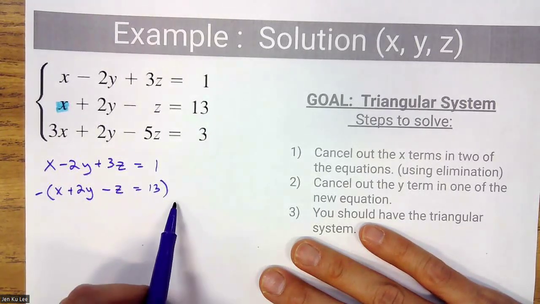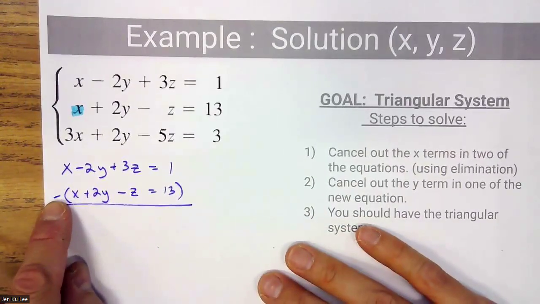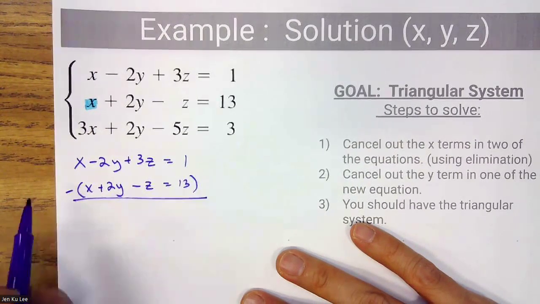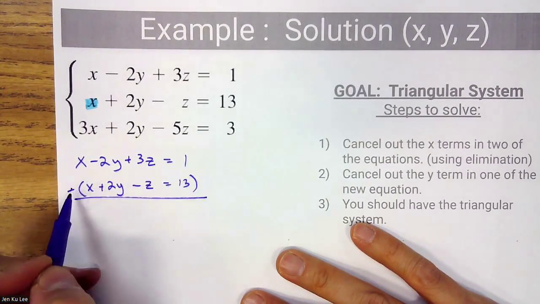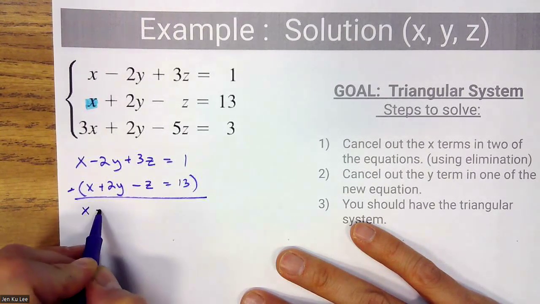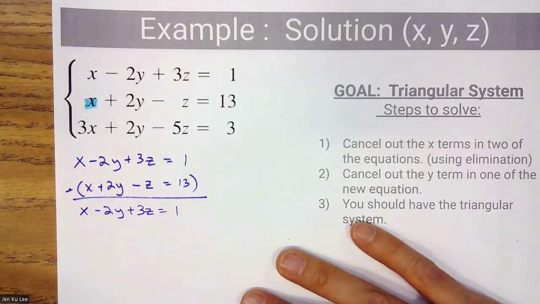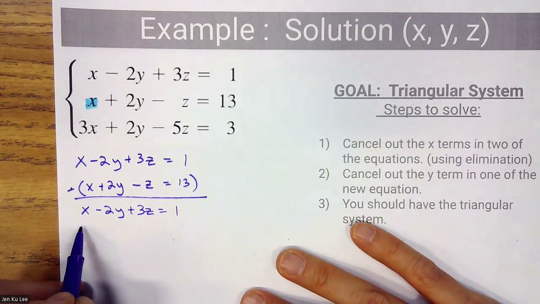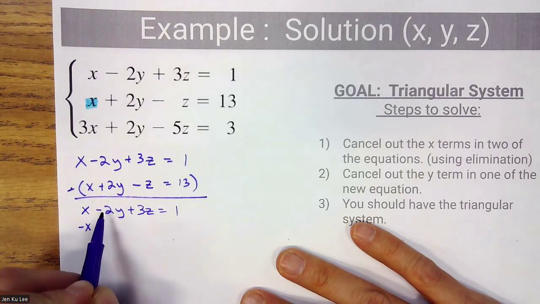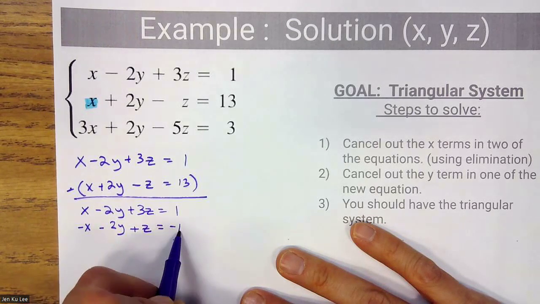Okay? And honestly, when I do this type of math, I don't like to subtract. I always like to add. So when you are subtracting, I am first going to distribute the signs out. So I'm going to rewrite the first equation equals 1. And then the second equation, I'm just going to distribute that out. Negative x minus 2y plus z equals negative 13.